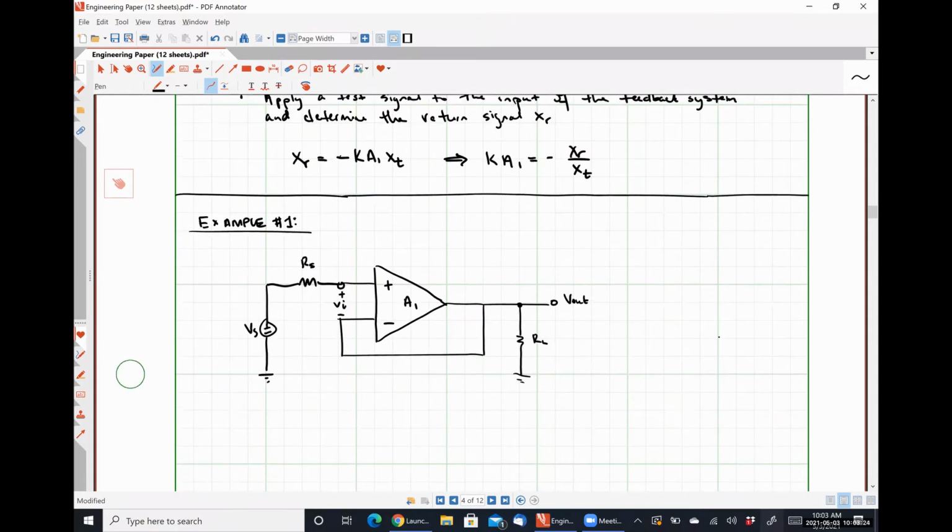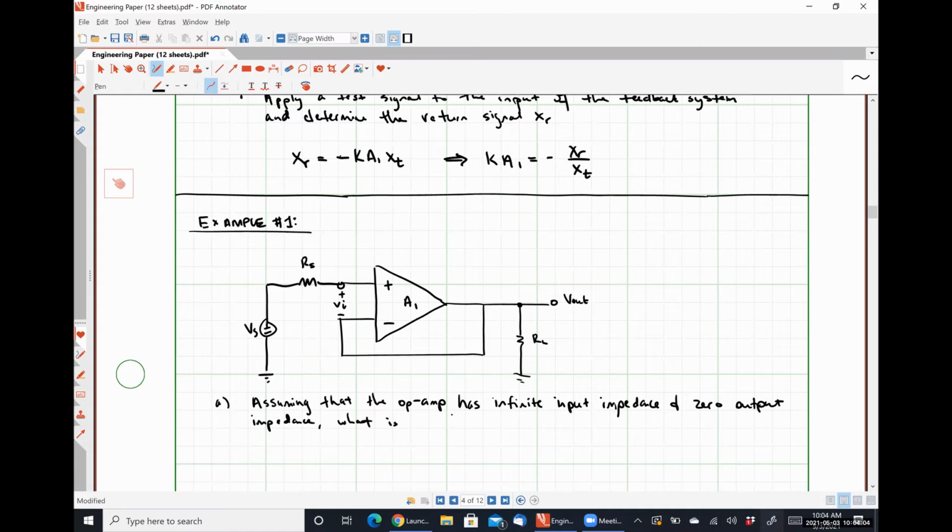So let's say, assuming that the op amp has an infinite input impedance and 0 output impedance, what is our feedback factor? Okay. Anybody got any ideas, just looking at this thing, what you think the feedback factor might be?